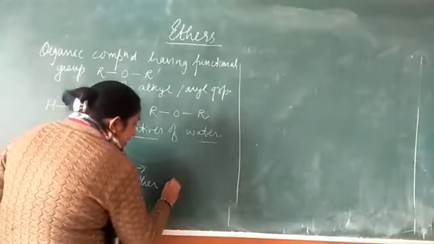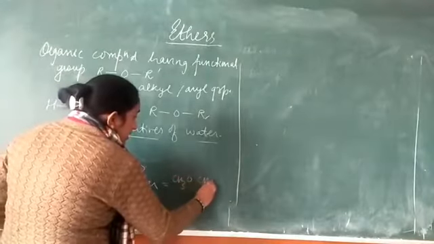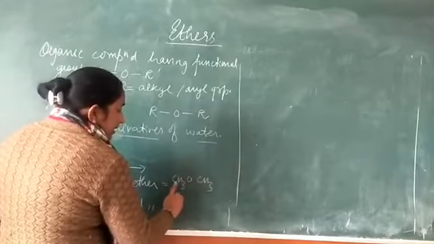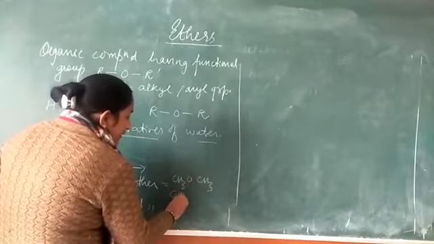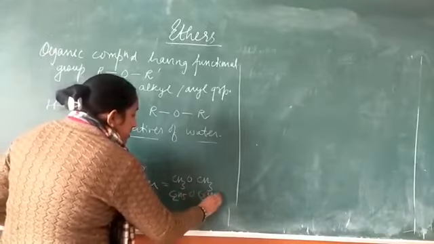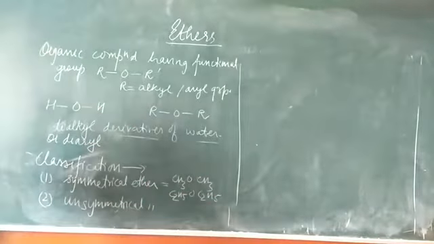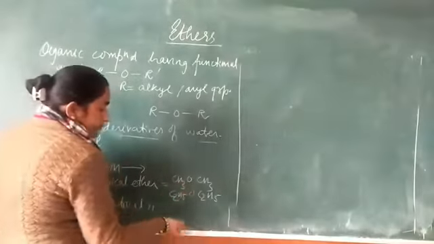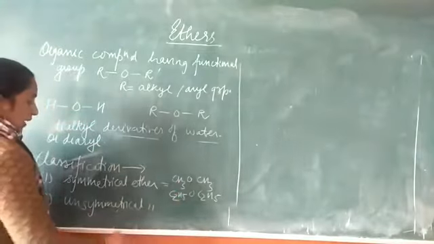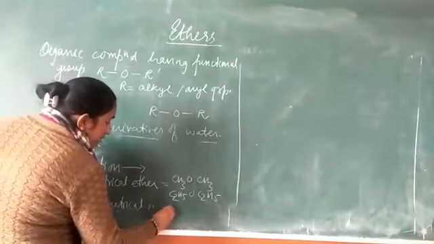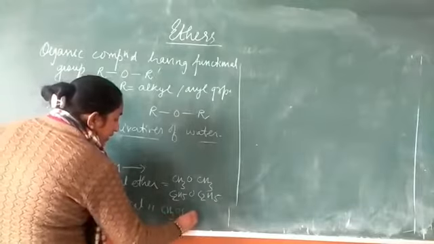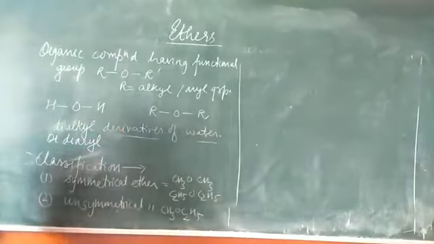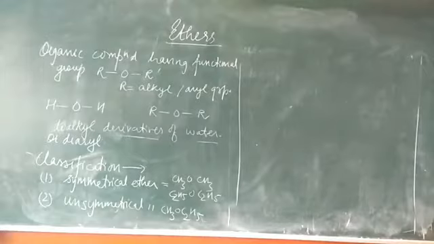An ether will be called symmetrical when it has the same alkyl group. For example, if it has CH3OCH3, it is dimethyl ether, right? Or if we have C2H5OC2H5, it will be known as a symmetrical ether because across the oxygen we have the same number of carbon atoms. Whereas an example of unsymmetrical ether can be CH3OC2H5, where you can see that there is a difference in the number of carbon atoms across the oxygen. So it is the unsymmetrical ether.